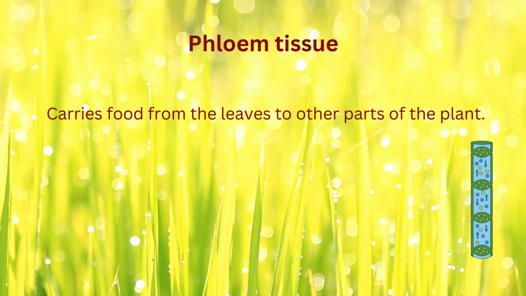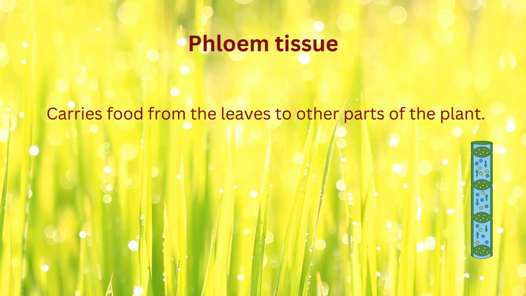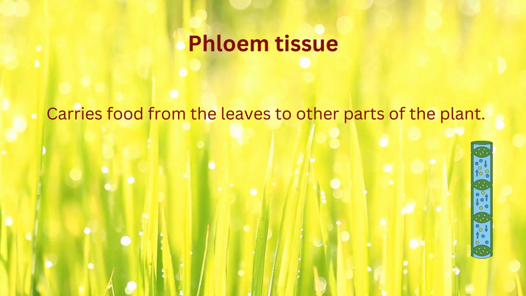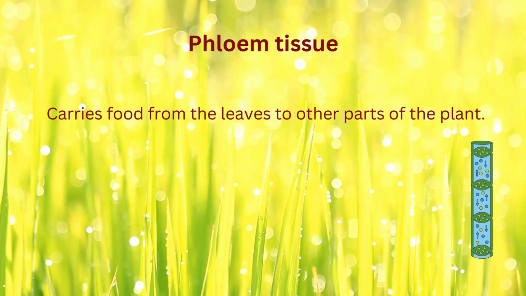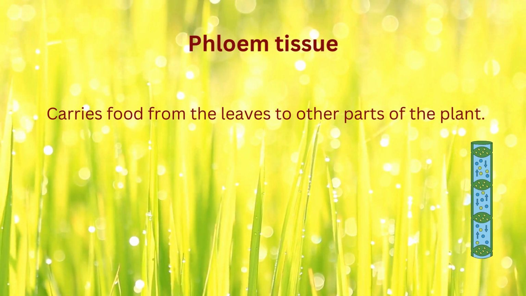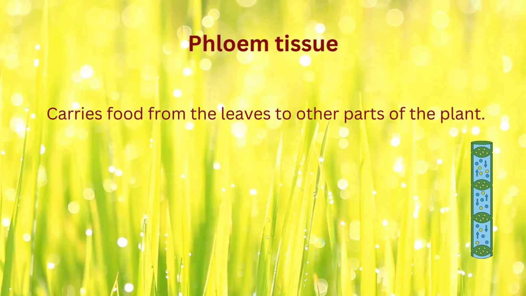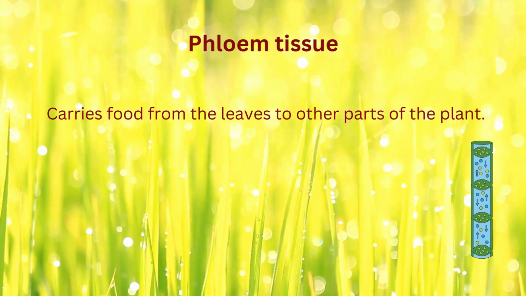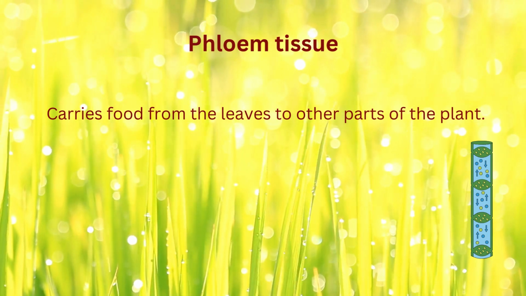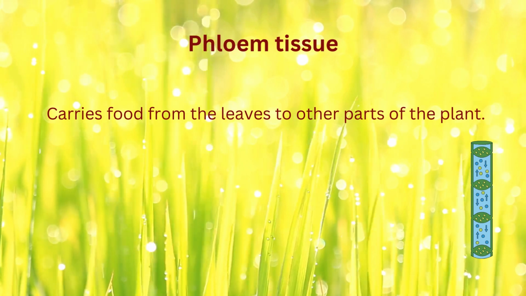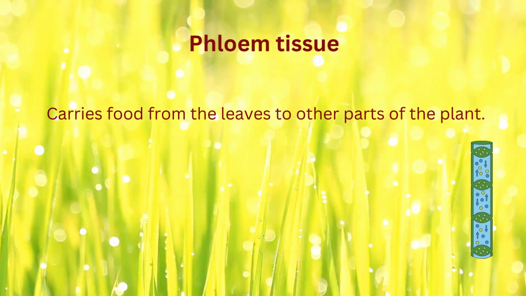Why do plants need phloem tissue? Plants make their food in the leaves through a process called photosynthesis. This food needs to be transported to other parts of the plant like the root and stem so they can grow and stay healthy. So, the phloem tissue also performs two main functions: transporting food and supporting growth of plants.